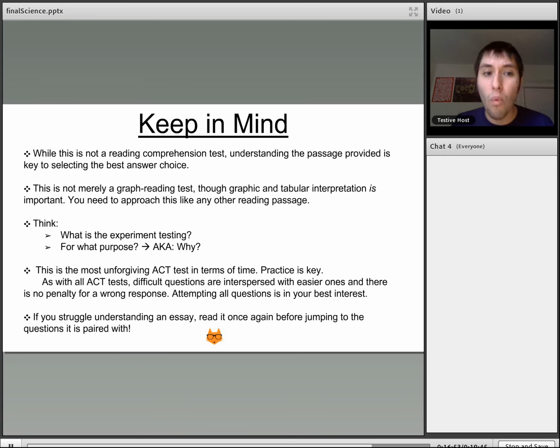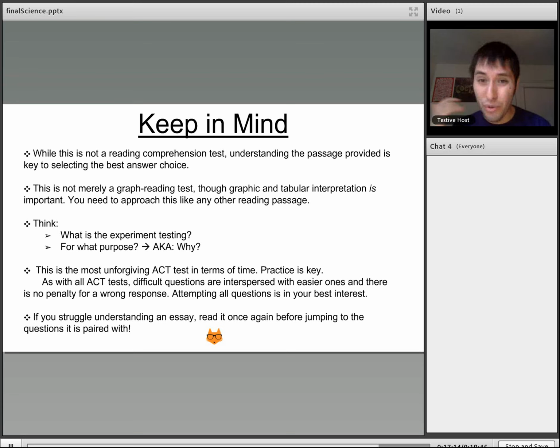So think, what is this experiment testing? And for what purpose? So why? Why are we doing this? Why is this text being written at all? What are we reporting if it's more of a report on an experiment that was already carried out, or on a series of experiments that have been carried out by multiple people? Why are we talking about this?